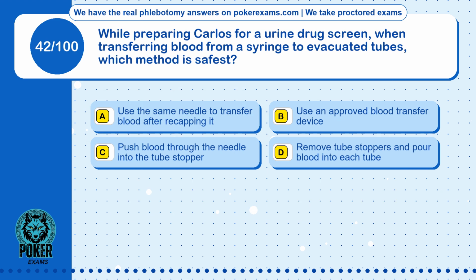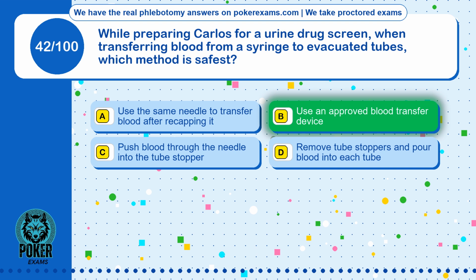Question 42. While preparing Carlos for a urine drug screen, when transferring blood from a syringe to evacuated tubes, which method is safest? Option A. Use the same needle to transfer blood after recapping it. Option B. Use an approved blood transfer device. Option C. Push blood through the needle into the tube stopper. Option D. Remove tube stoppers and pour blood into each tube.